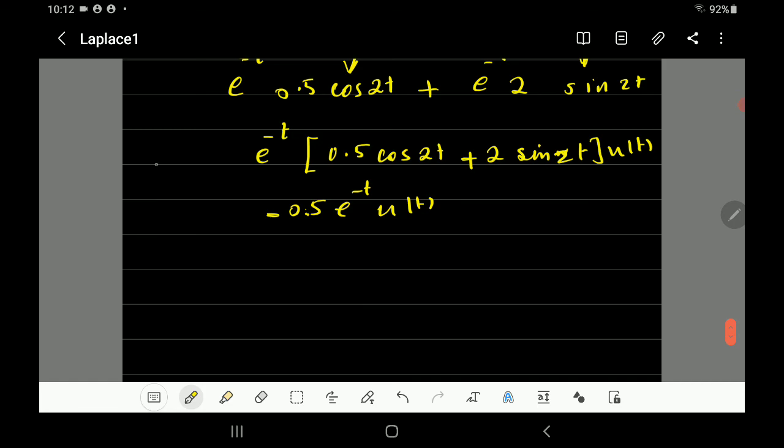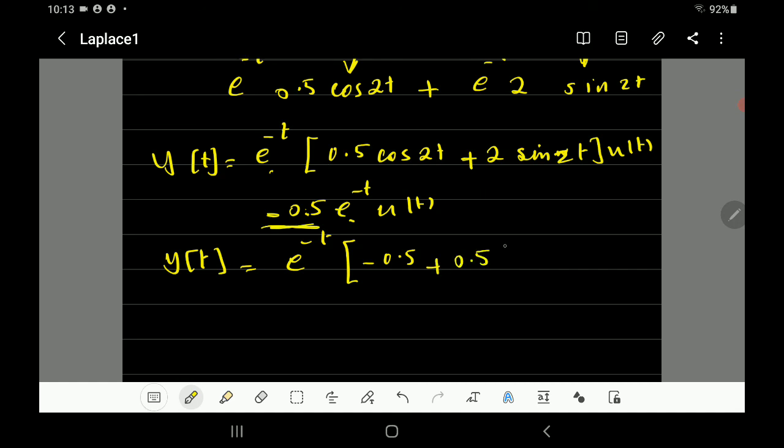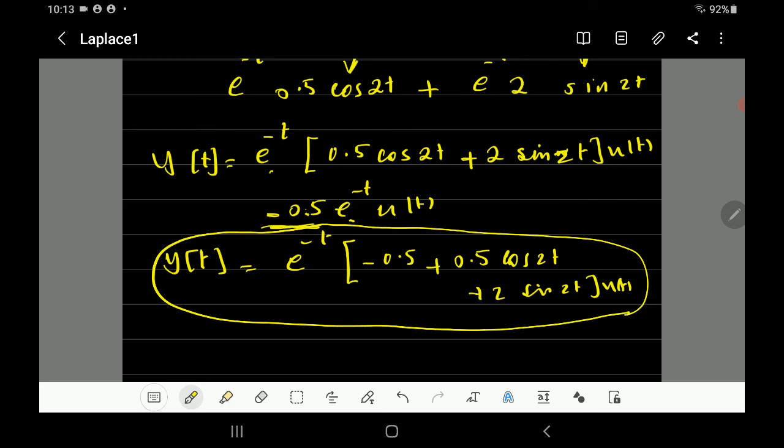So when you add them, you get the final answer, y(t). You want to make it look nice. You have e to the minus t common everywhere, so y(t) equals e to the minus t times (minus 0.5, this part, plus 0.5 cosine 2t plus 2 sine 2t) u(t), and you are done. Okay, that's a very important example, and I hope you got it.